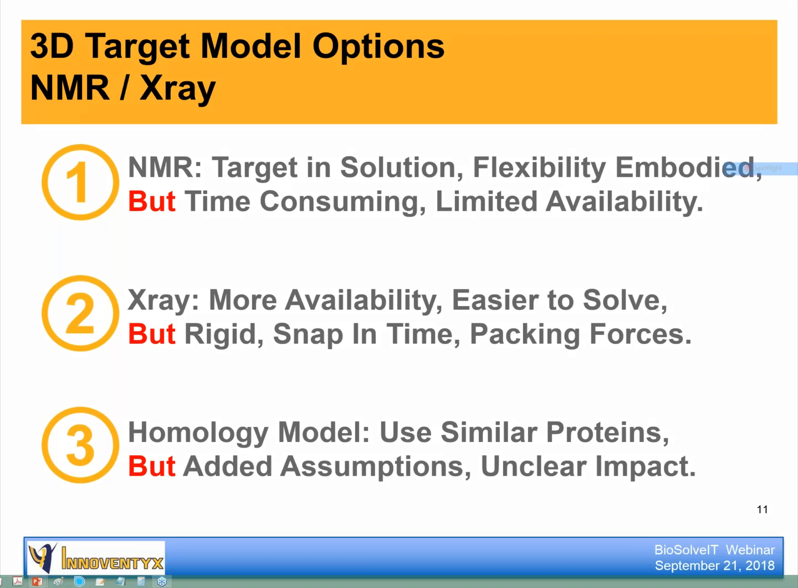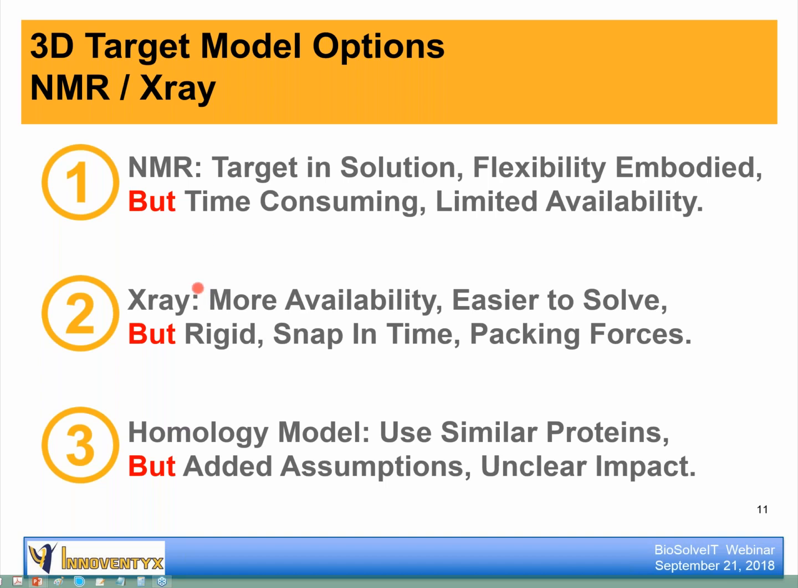it's very good information because the target is in solution, which means that we're looking at a system that is very likely going to exist in the body or in the cell. Flexibility is part of it, but obtaining that type of structural information takes a lot of time. And if you go to the protein data bank, you're going to find structural NMR data, but it's rather limited compared to crystal X-ray data.